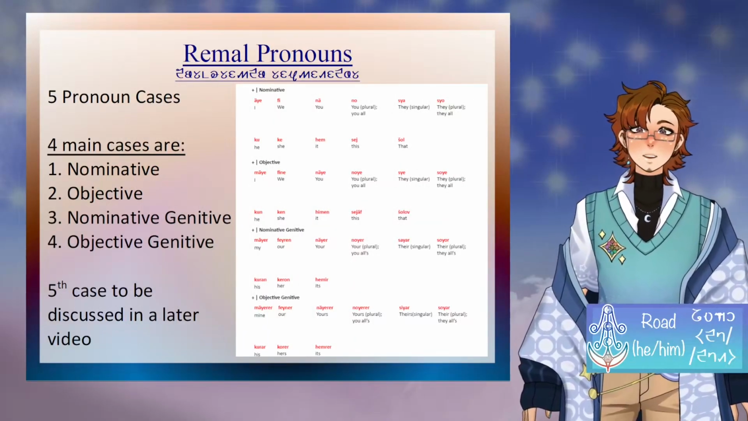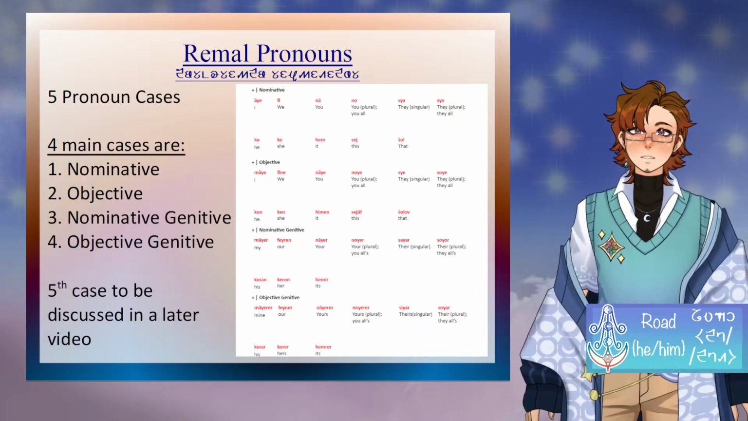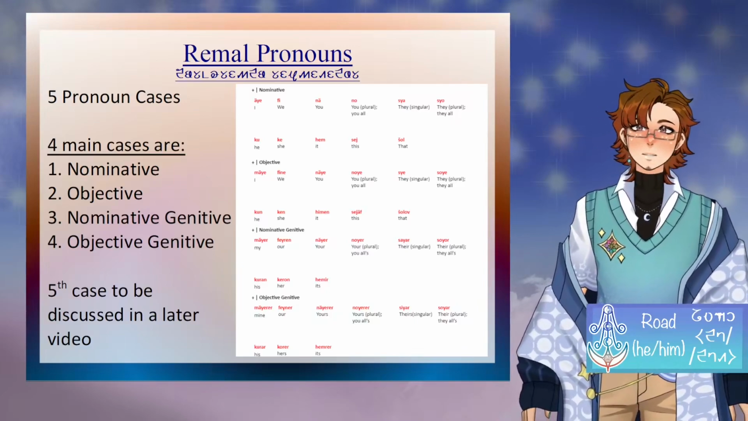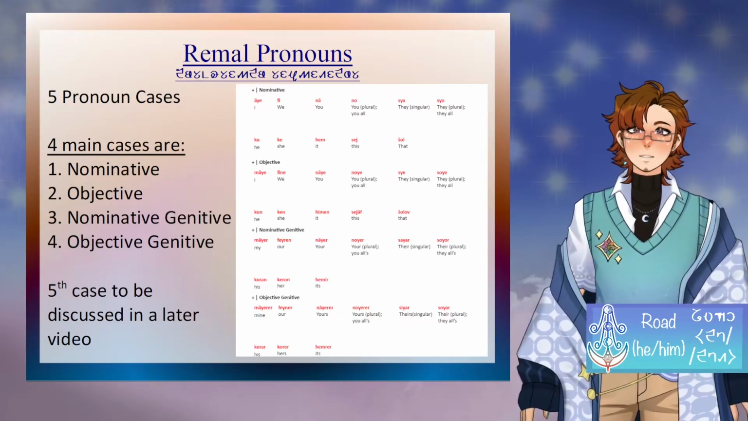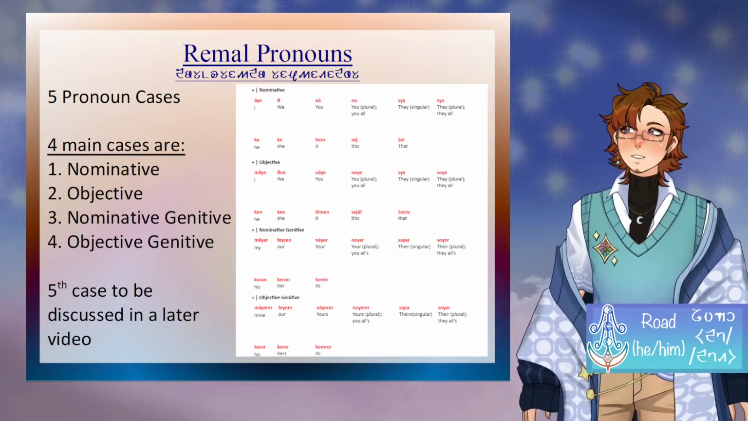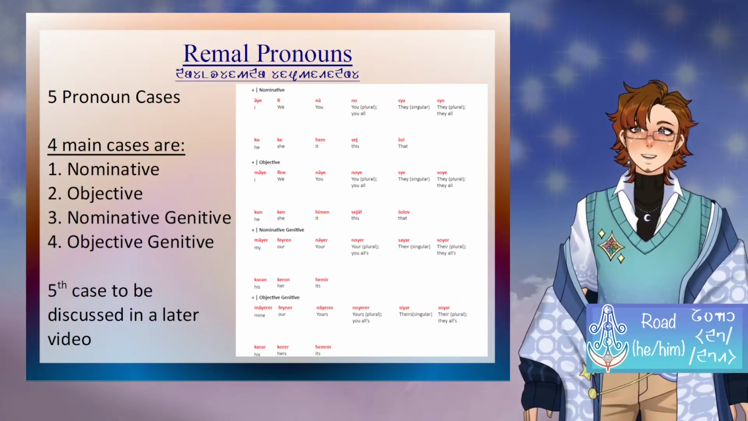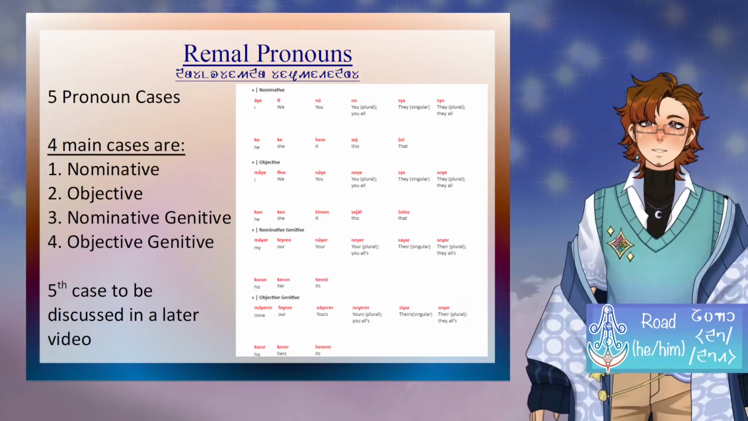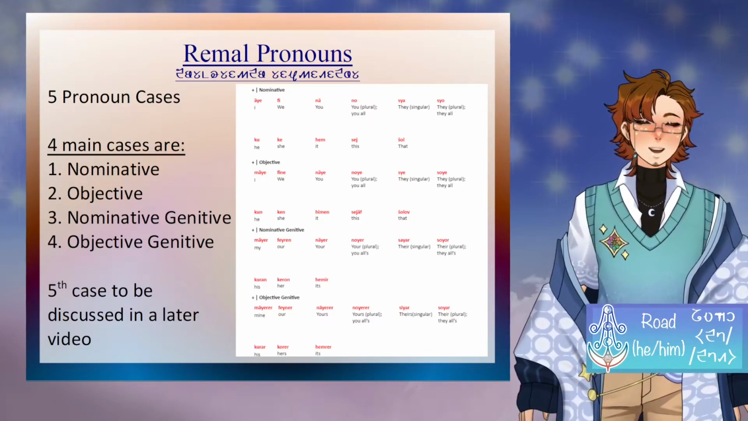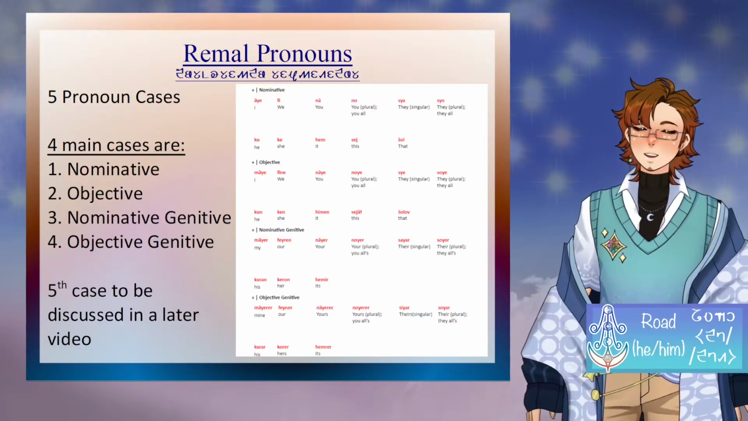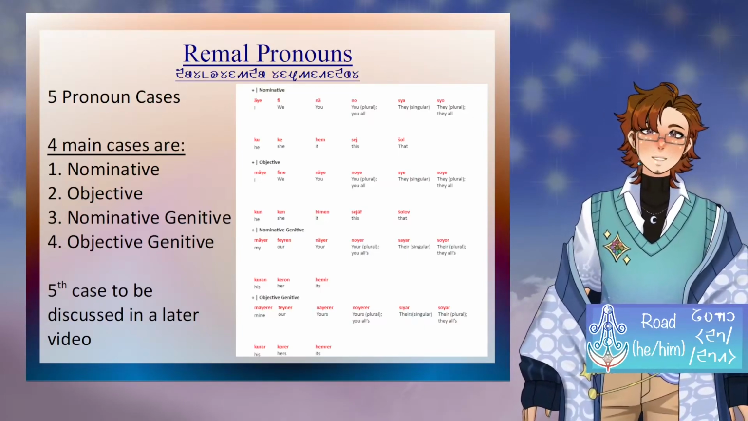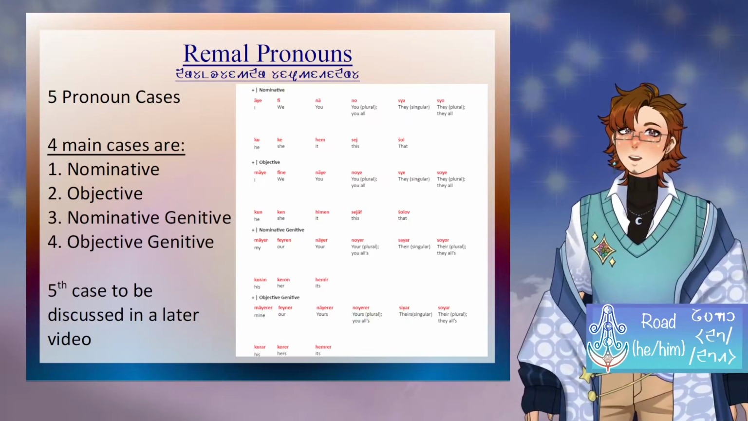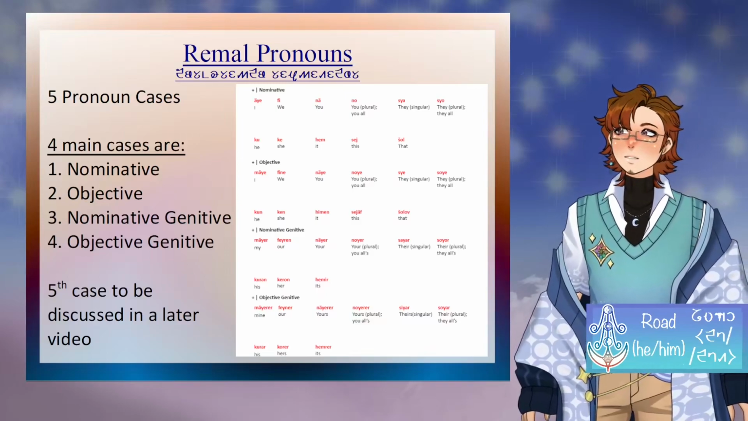Now, Reim's pronouns are extensive, with singular and plural forms for first, second, and third person, as well as the demonstrative pronouns this and that, their plurals being these and those, respectively. All of these get changed into 4 main cases, but the most peculiar being a 5th case. This 5th case is specifically used for the relative case, but that's going to be something that we will focus on in a later video. For now, let's just focus on the 4 main cases: nominative, objective, nominative genitive, and objective genitive.